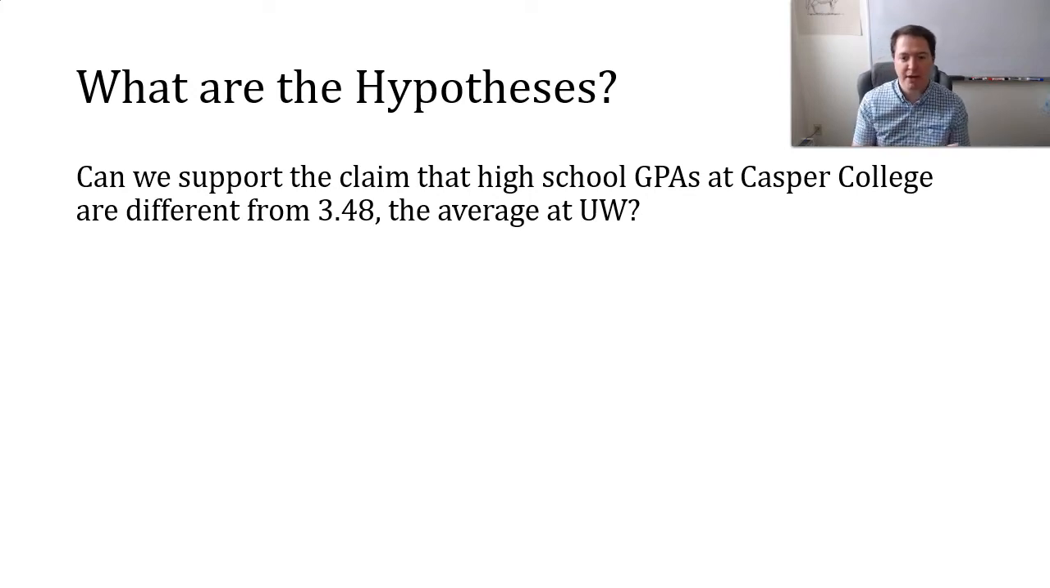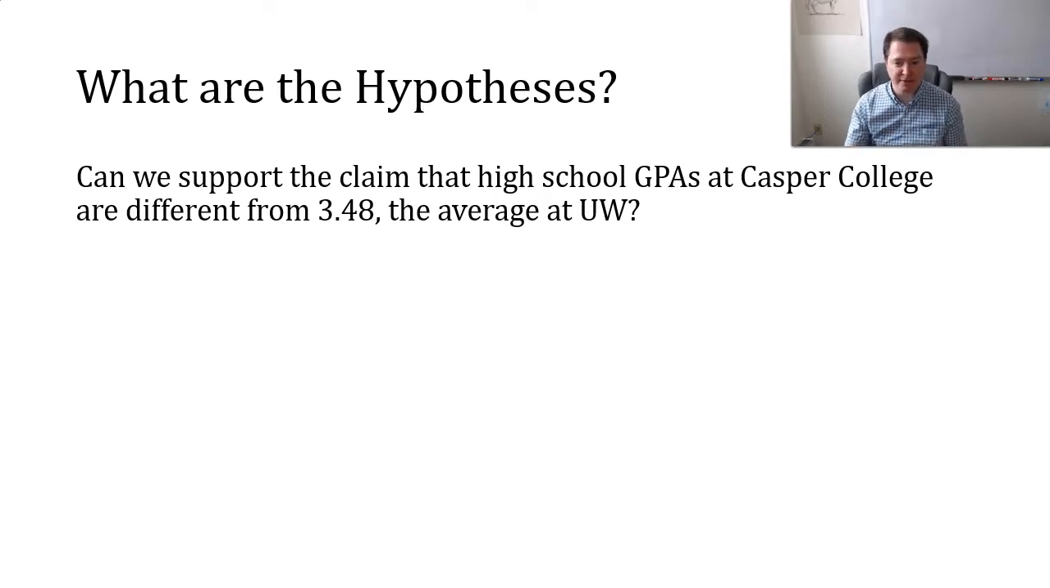So we mean the GPA, not the GPA at Casper College, but the GPA of students that are here from when they were in high school. So incoming freshmen at UW have a mean GPA of 3.48, and we want to see if it's different from that.